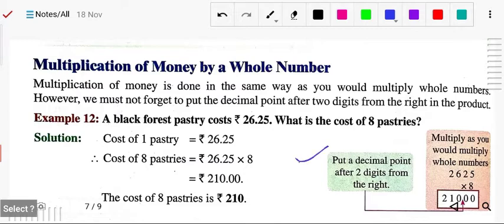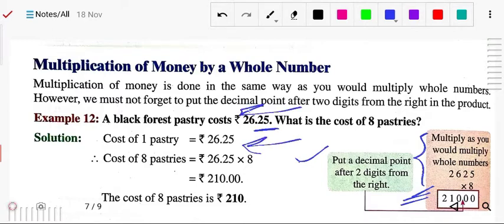Very easy. First, multiply as you would multiply whole numbers, in the same way. Then after, you count the decimal places from left to right, from this side to this side. In this way you have to count. So check how many digits there are after the decimal point. 2 digits. You can check that 1 and 2 digits are there.